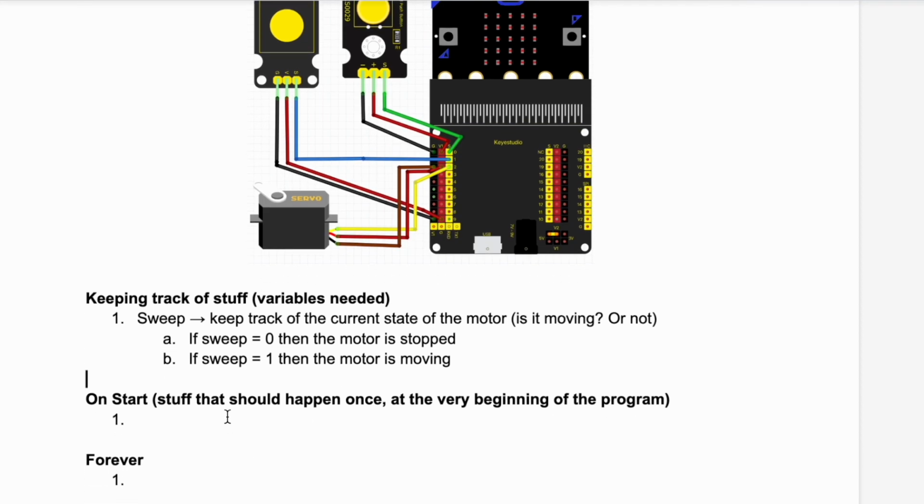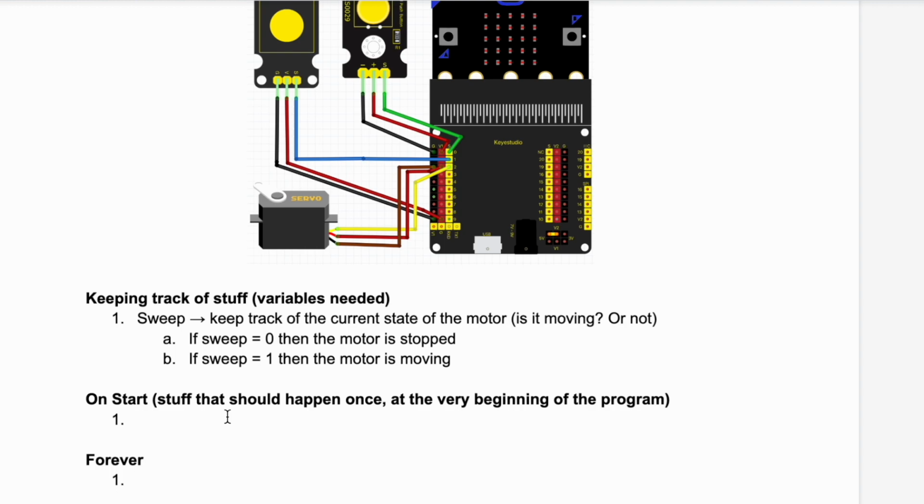Okay, the next thing we want to look at is, is there anything we want to do on start? Well, because sweep is going to keep track of whether or not the motor is moving, we want to make sure that we define the value of sweep at the beginning of the program. We don't want to leave it to chance. Sweep probably has a value of 0. It actually has an empty value. You call it a null value when it's first created as a variable. So that variable doesn't hold the value of 0. It holds the value of nothing, like it's not defined, like there's no number stored in it.